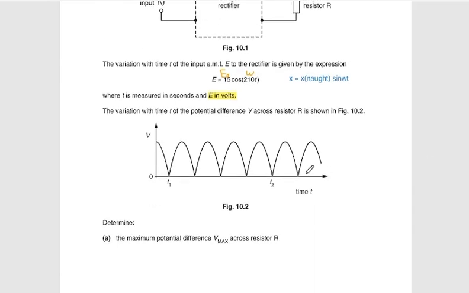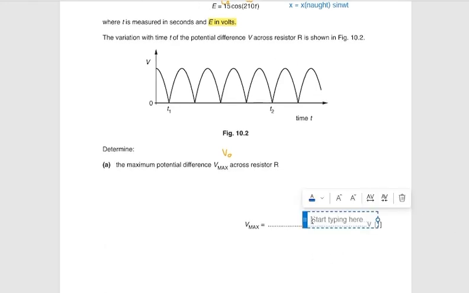Having said that, you move on towards the A part, which says determine the maximum potential difference V max across resistor R, and they've given us this graph of V against T as well. Now going back to this equation again, we know V max is the same as V naught, and V naught is simply given to us here, which is 15, and so our answer is going to be 15 volts, and that is it for the A part. It's for 1 mark as well.